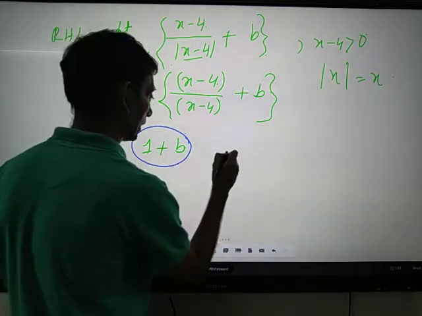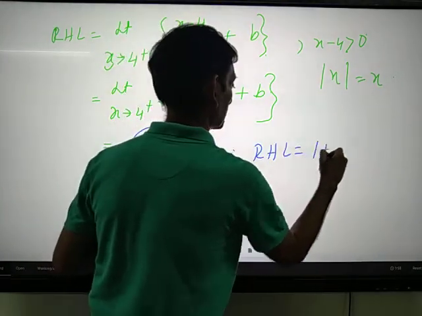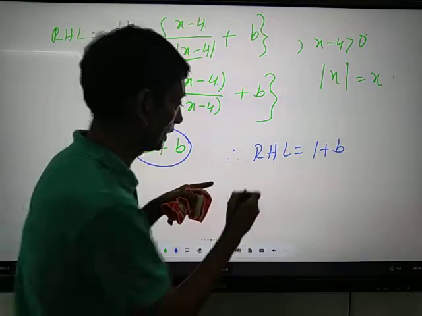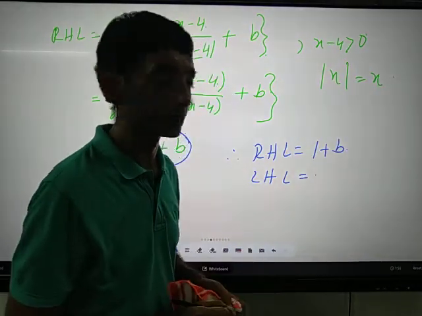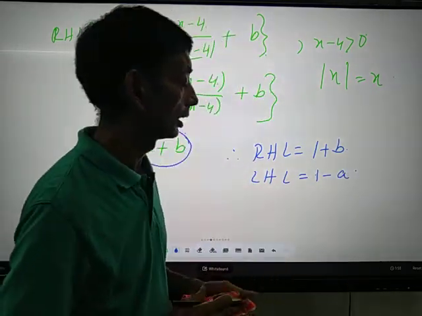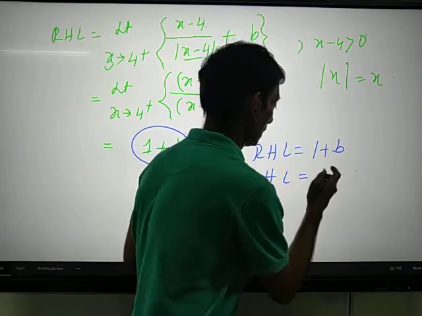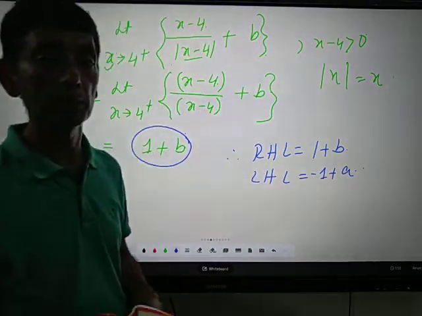So we can just write, therefore, right hand limit is equal to 1 plus b, and the left hand limit we have calculated, we got minus 1 plus a. We got it minus 1 plus a.